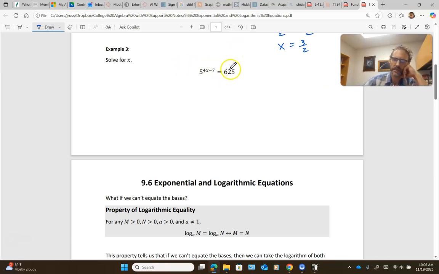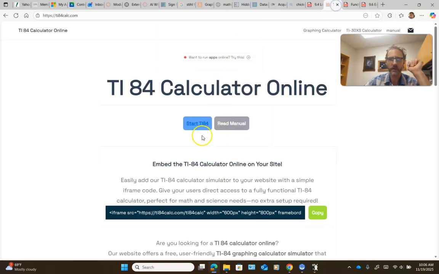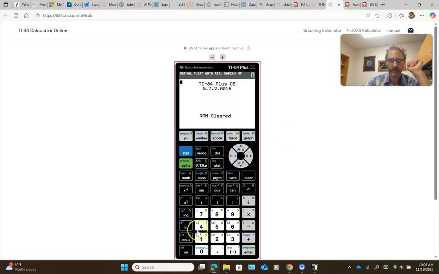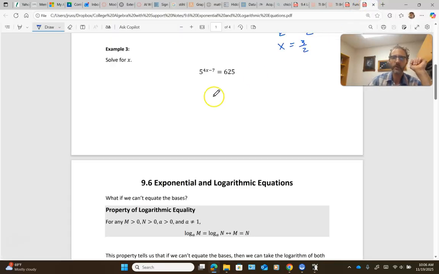So I need to somehow express 625 as 5 to some power. Well, I'm going to use the online calculator. Well, you just try 5 to a few powers. We know it's not 5 to the second. We try maybe 5 to the third. Oh, that's not 625. So we go up 1, 5 to the fourth. That is 625. Okay. So we're going to express 625 as 5 to the fourth power.